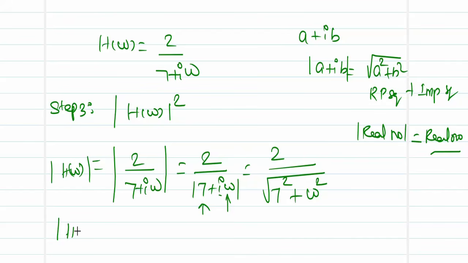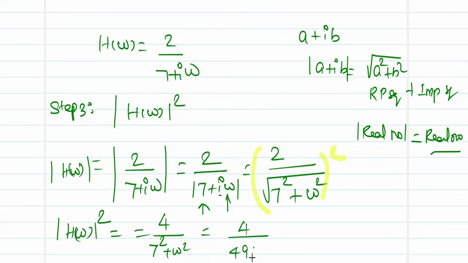Now the next step is h of omega the whole square. Whole square is there, so you have to square this. When you square this, 2 square makes it 4, divided by the root over the whole square. Root and square cancel off, leaving 7 square plus omega square. So that becomes 4 divided by 49 plus omega square. So my step 3 is over.